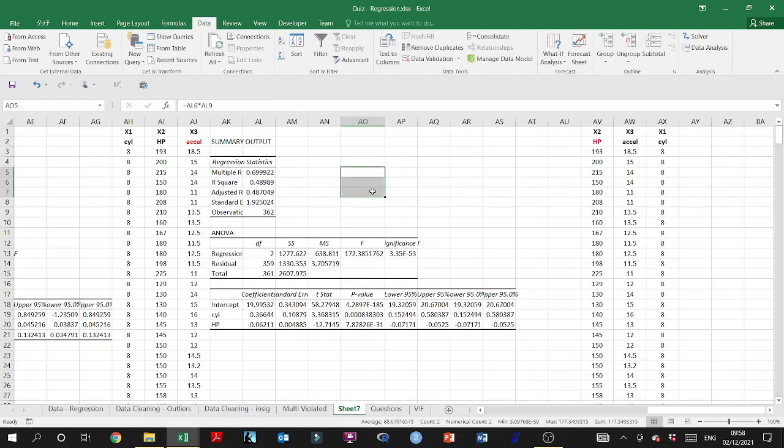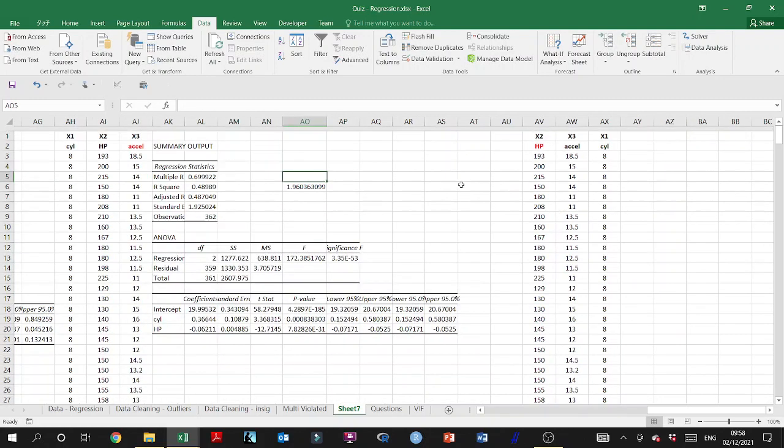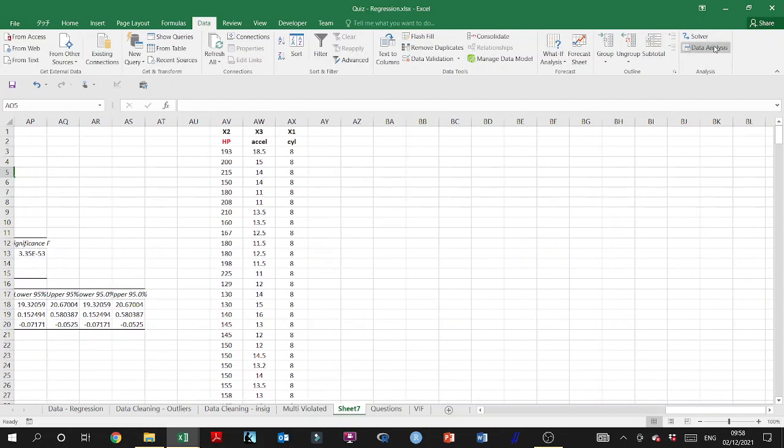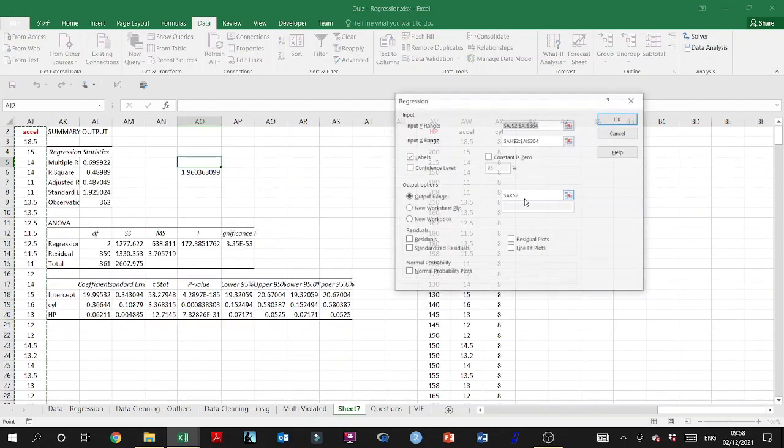What am I doing? Oh my goodness, I'm starting to... 1 minus r squared. Okay, this is very good. Sorry guys. It's a long day.